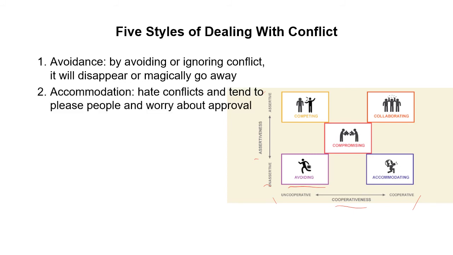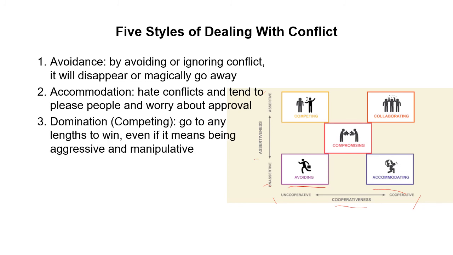The second is accommodation. Accommodation is where people give in, where you hate conflict and you do something to please people. So you are cooperative, but you're not trying to solve the problem, you're just giving in. This is where people get taken advantage of. People who are accommodating tend to get taken advantage of in the world because they don't try to get their issue solved. They just go along with the flow. So they're not avoiding the conflict, they're actually going against their own self-interest sometimes to accommodate others.